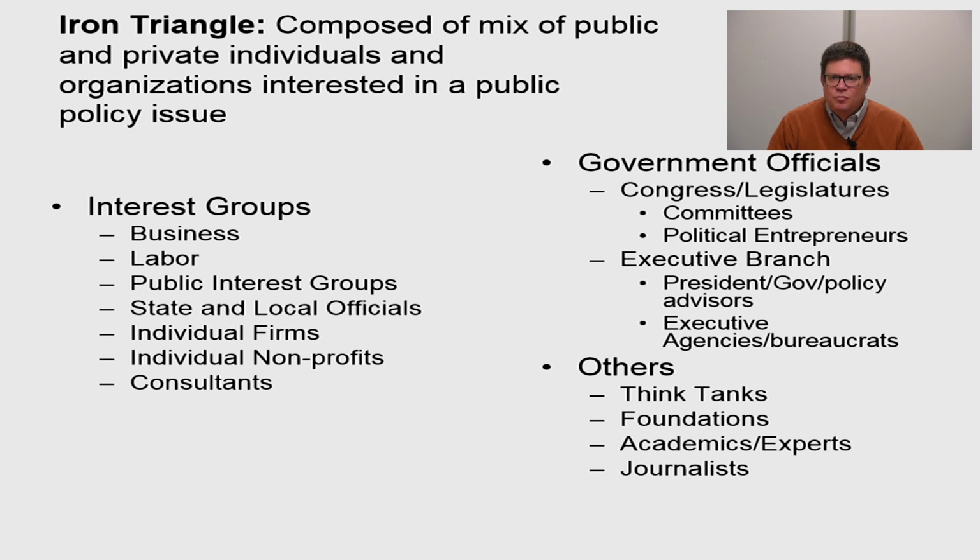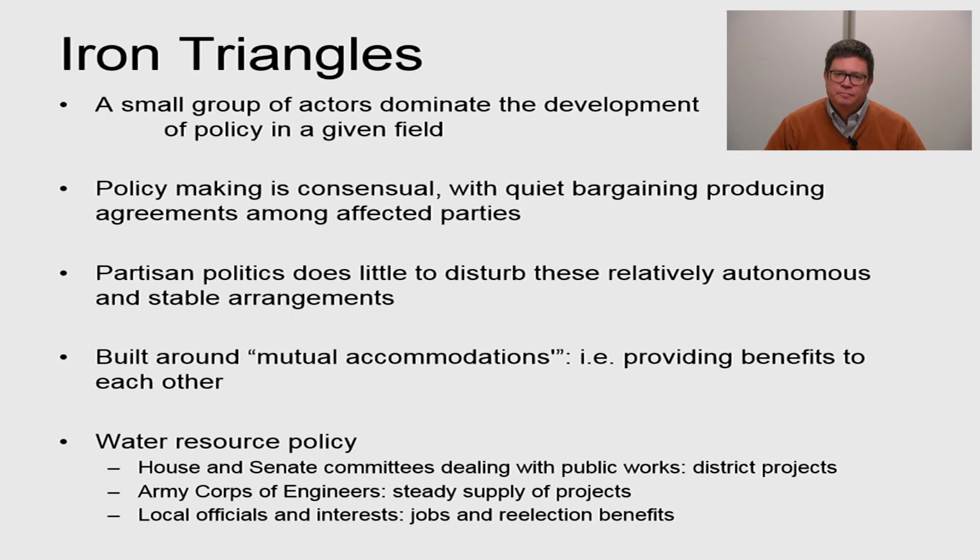Most issues fly below the radar, and it's really just the executive agencies and the bureaucrats that deal with that issue that are part of the iron triangle. And then you also might have other people listed down there, things like think tanks, some foundations, the random academic. We're good for something every now and again as experts, and journalists. But for the most part, the interest groups and the government officials are what you're going to see.